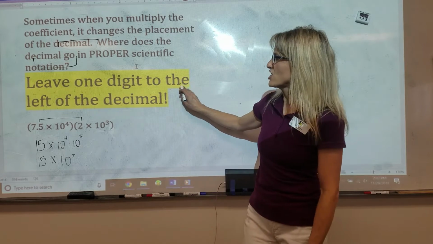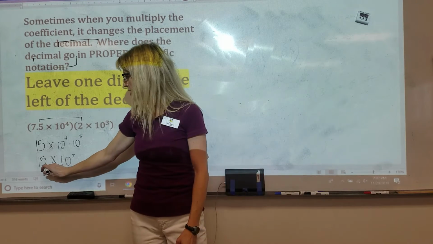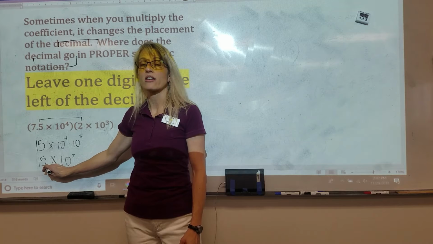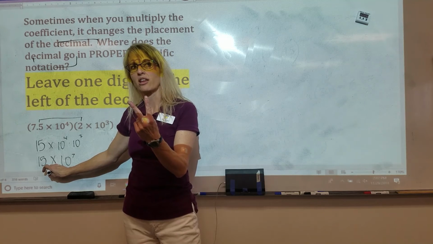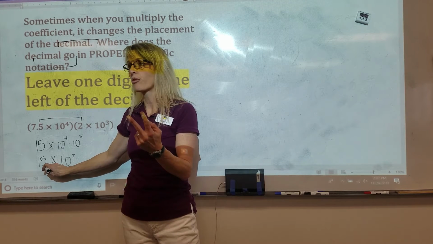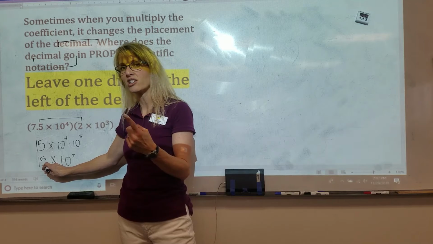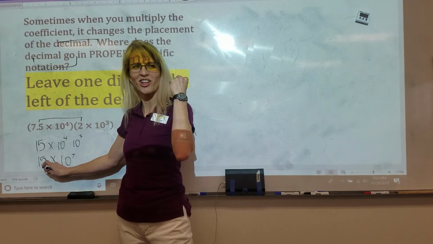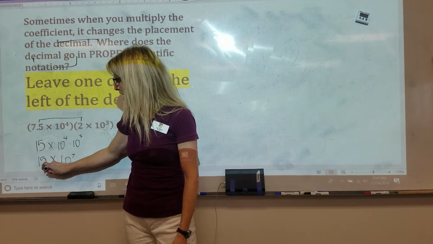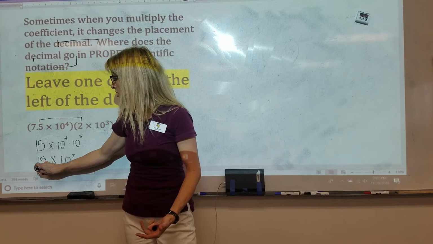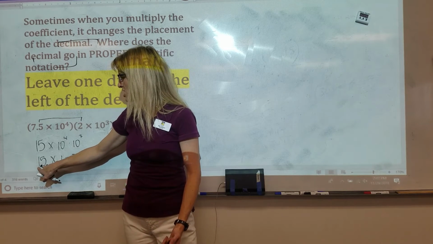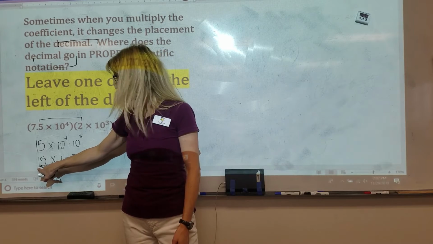Now, this is the big hint I left for this one. Leave one digit to the left of the decimal. Well, the decimal right here, it's invisible, but it's there. There's 2 digits to the left right now. Well, that's not in proper format. The proper format is 1 digit to the left of the decimal. How many digits to the left? Get ready? 1. So I have to move it until there's only 1 digit. So I move it right here. Now there's 1 digit. It has to be a non-zero digit. Now there's a 1 right there.